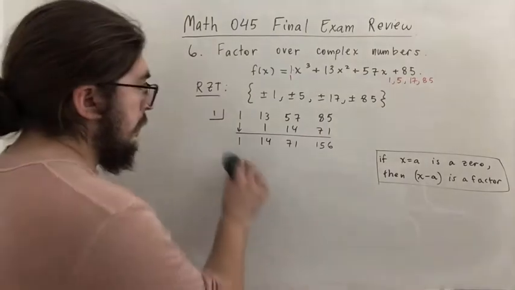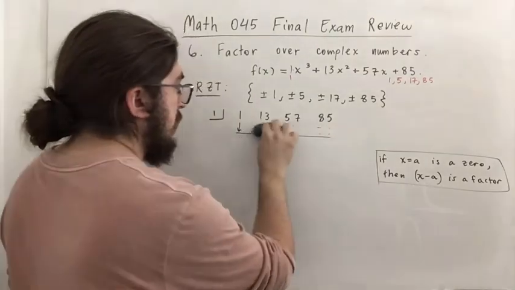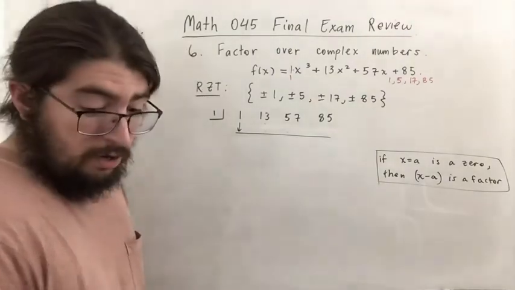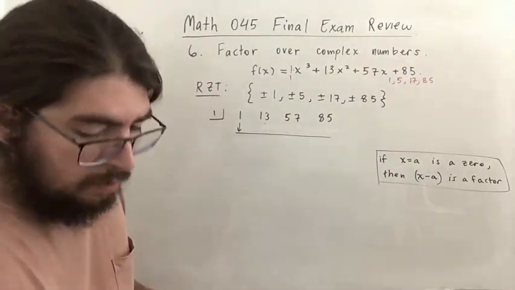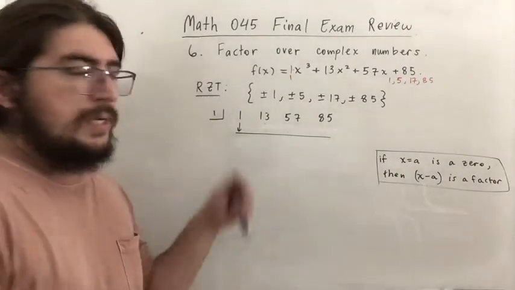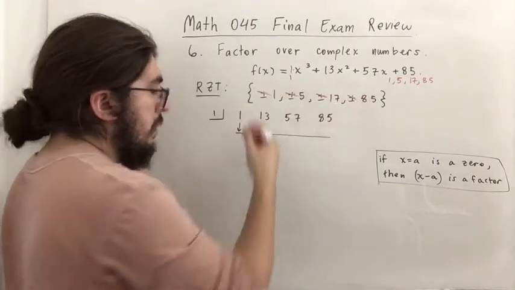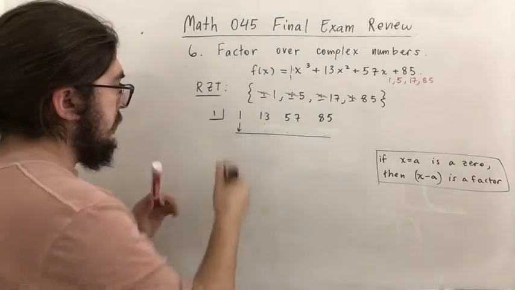So let's erase the work here, and then let's continue this again. Try this again, but now with a different number. And now we know that all of the positive ones will not work. And that kind of makes sense because all of these were positive. So I'm going to cross out the positives and only focus on the negatives now. So now let's try negative 1 and see what happens.